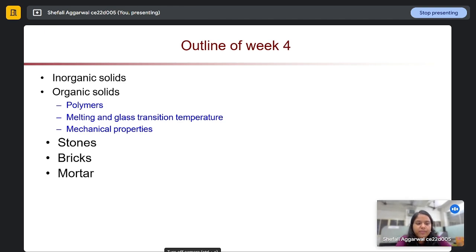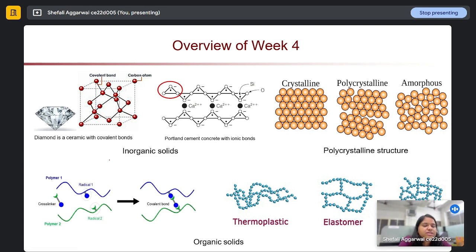This is also a part of the nature of materials, and we will talk about different types of materials, mainly inorganic and organic solids. And then we will start with the first type of materials, and those are the stones, bricks, and mortar. So, a little overview of week 4: first is the different types of inorganic solids.